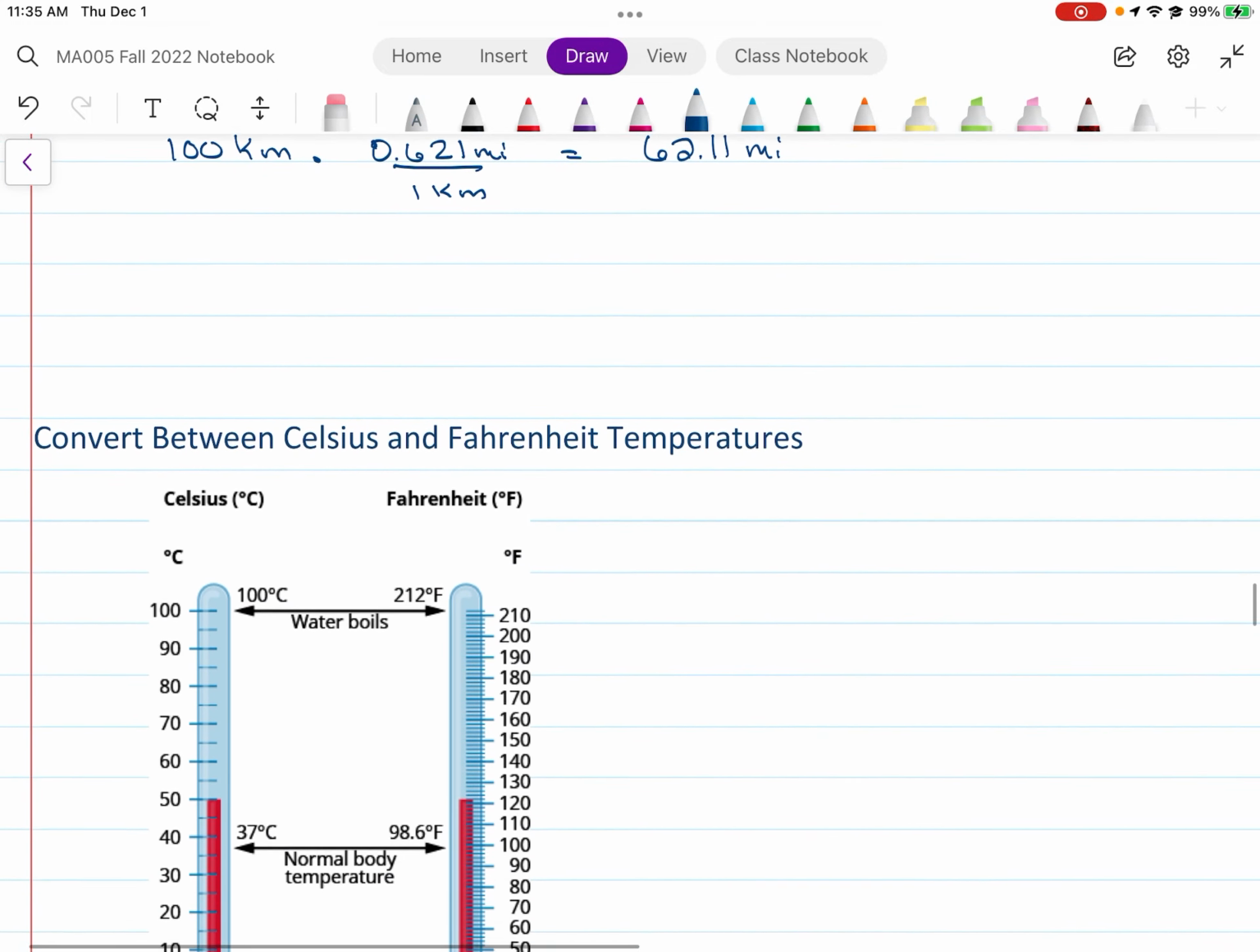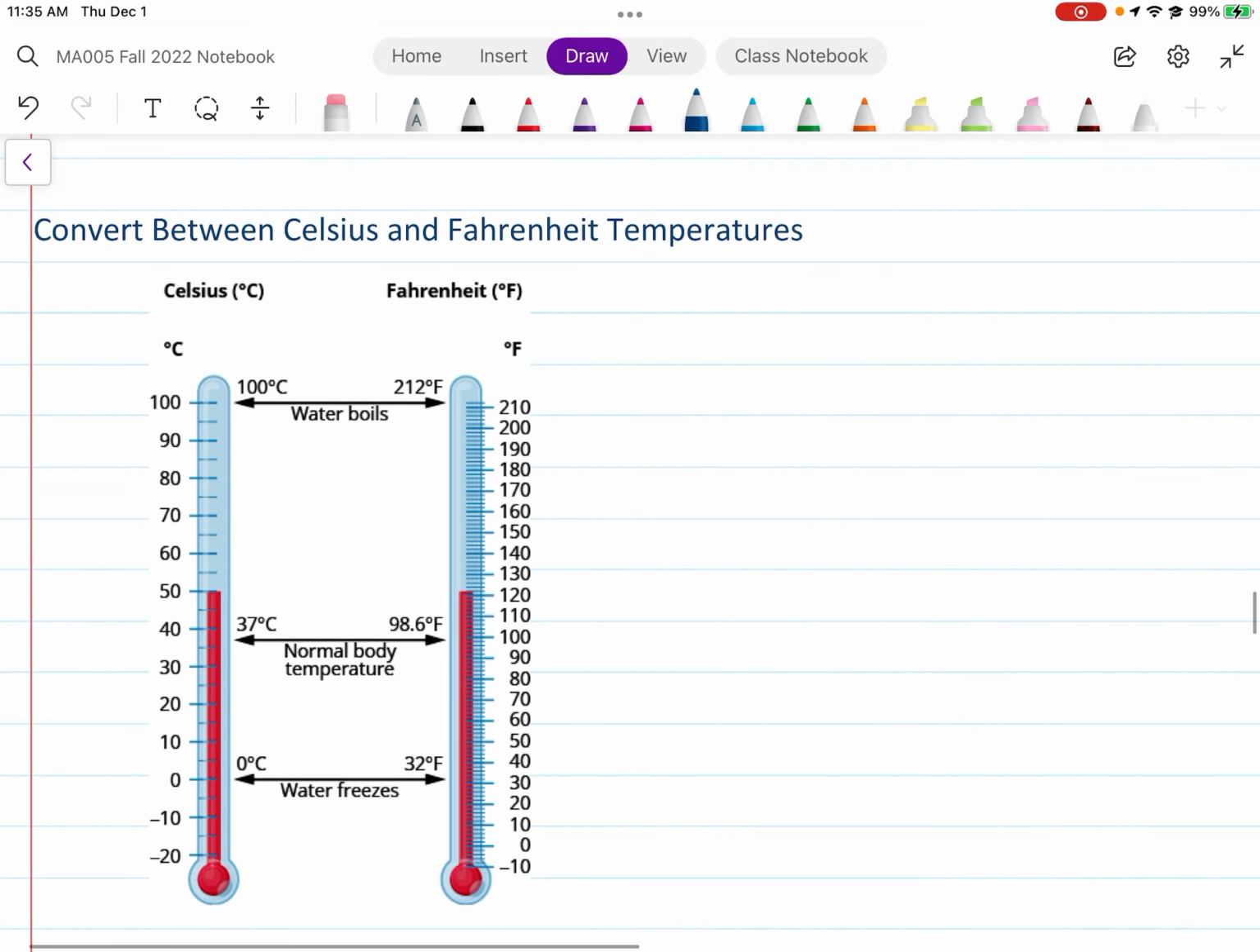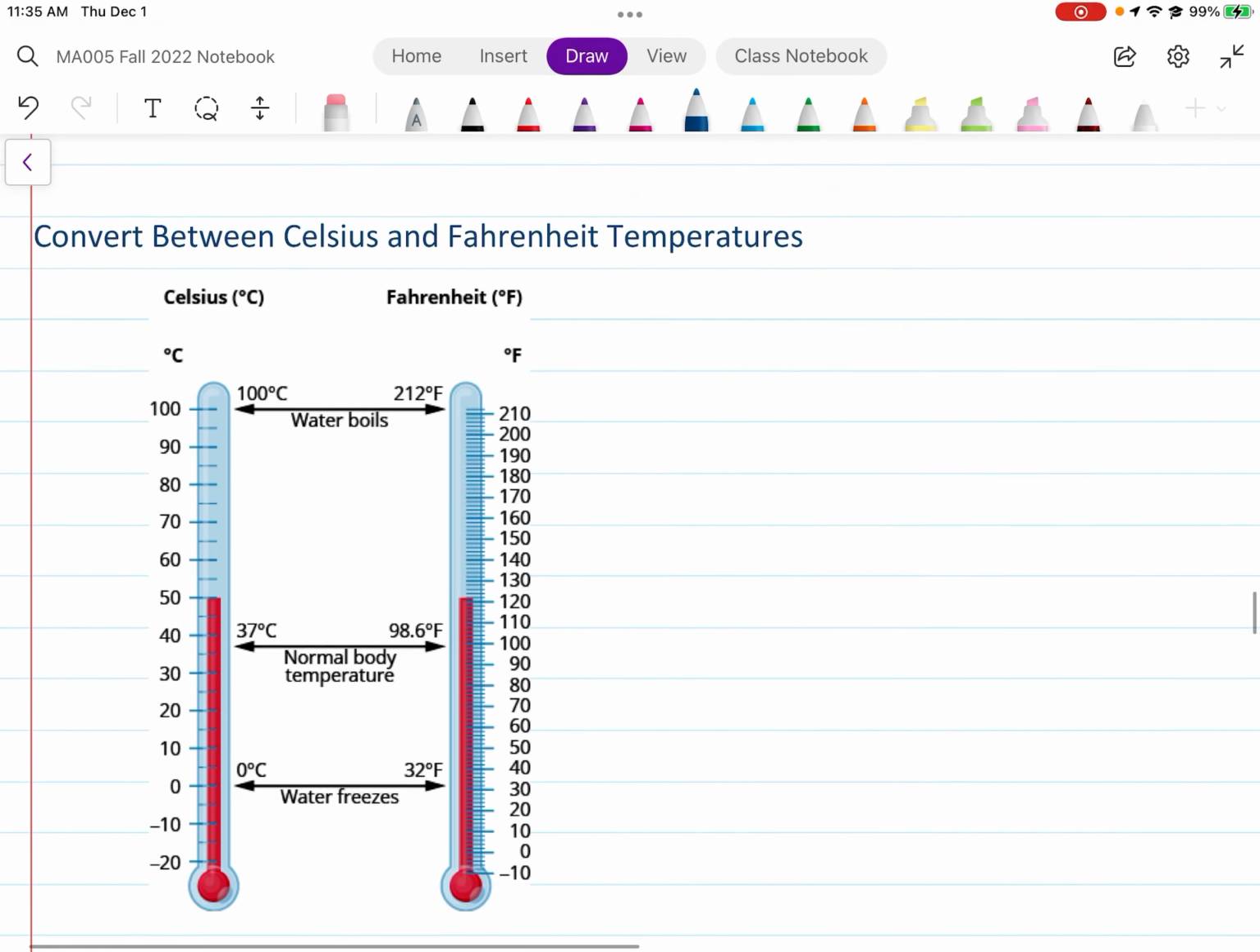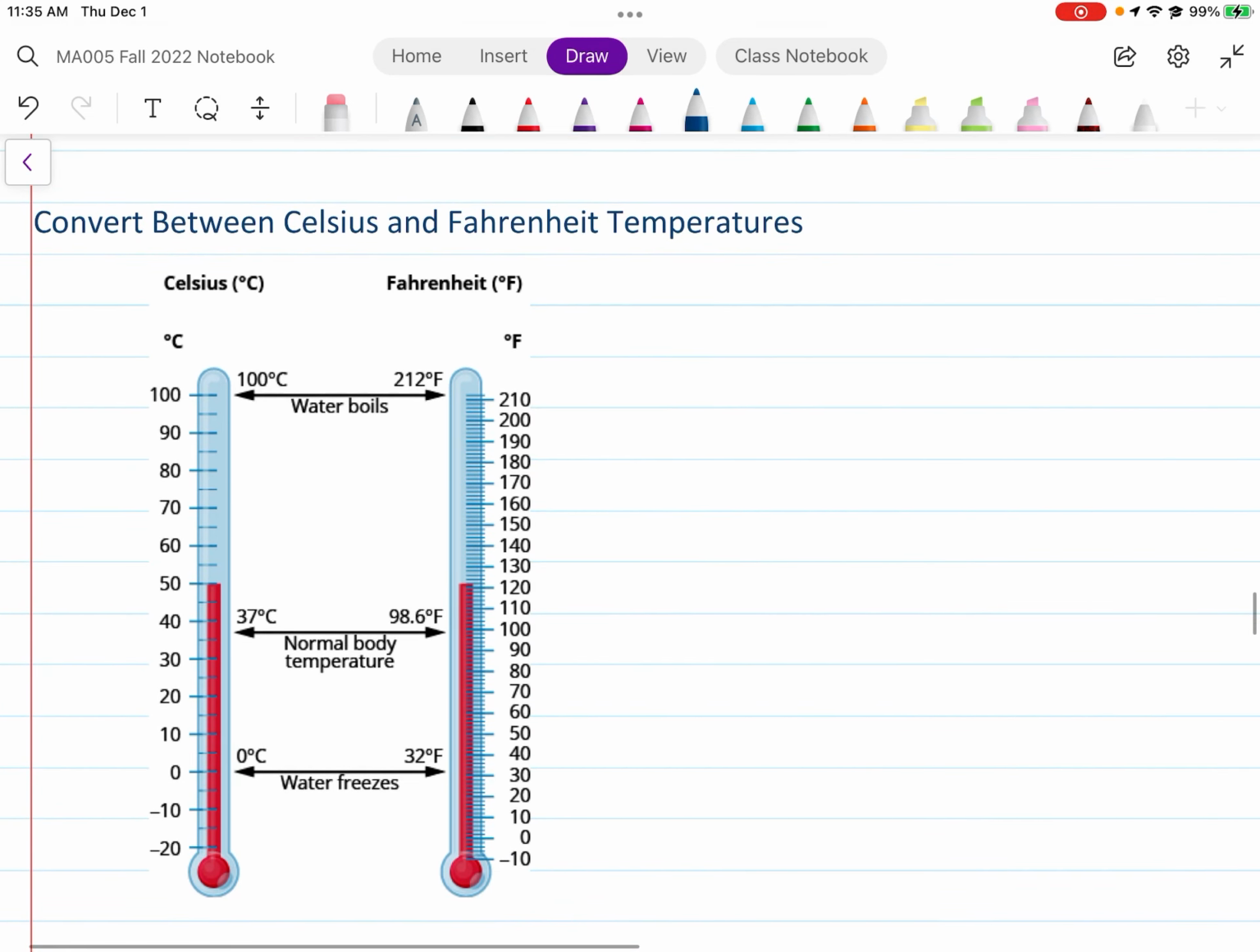Converting between Celsius and Fahrenheit temperatures is what we're going to do next. Take a look at this. Water boils in Celsius at 100, but in Fahrenheit at 212. Normal body temperature is 37 and 98.6. And water freezes at 0 in the Celsius system and 32 in ours. Kind of random, right? They've set up theirs to make sense. It freezes at 0, boils at 100. Everything in the metric system is based on water: when it boils, when it freezes, how much it weighs.